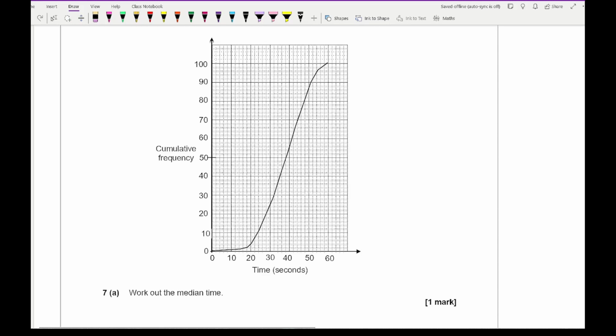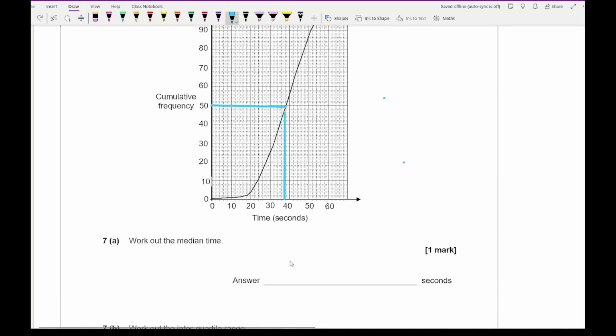And what you then need to do is to draw a horizontal line at the midpoint until it hits the curve. And then once it does, you then want to draw a vertical line going downwards, and then just record what number that falls between. And I'd say that's probably about 38. Now looking at the mark scheme, they would accept any answer between 37 and 39.